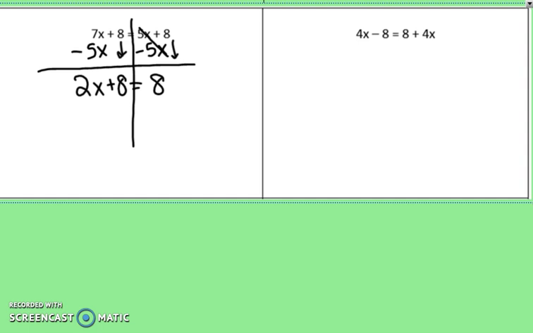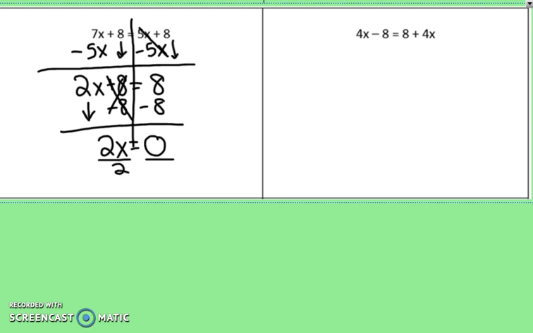Well, now it's a two-step equation. We need to get our constants to the other side. The opposite of adding 8 is subtracting 8 on both sides. Those cancel. I bring down my 2x. Well, 8 minus 8 is 0. But we can't stop here. We want x by itself. 2 is my coefficient, so I'm going to divide by 2 on both sides, which gives me an answer of x equals 0. And that is the correct answer.